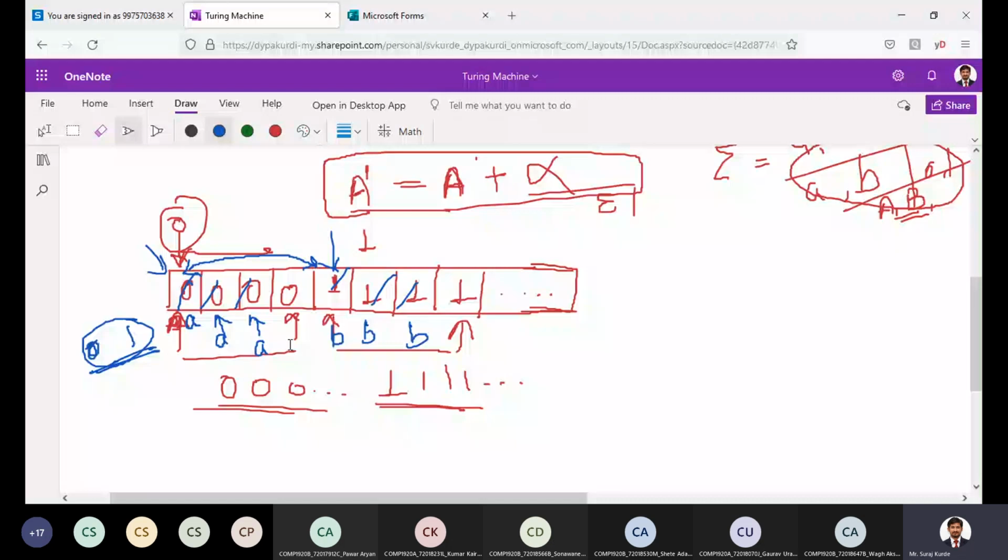To the right of A, you may find 0 or you may find something else. Let's say here is a 0. So replace it with A and go to the right, find 1, replace with B. Go to the left until you find A, to the right of A. Now what will we find? B, or you may find 1. You may find either of these two.